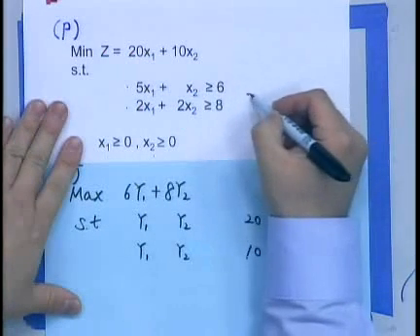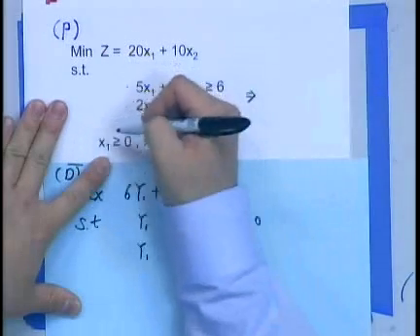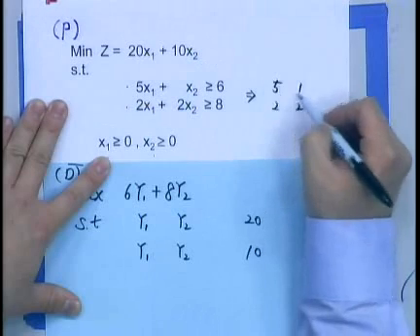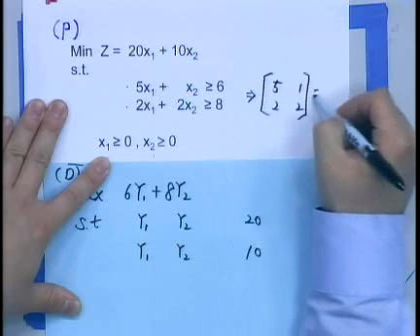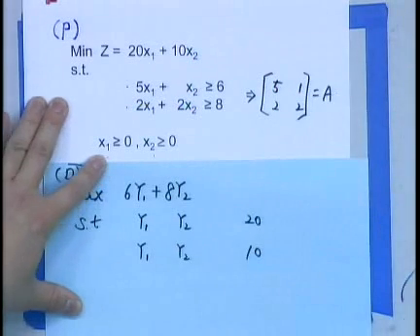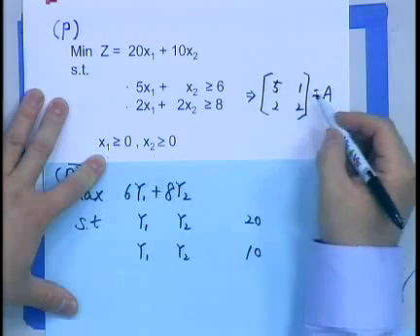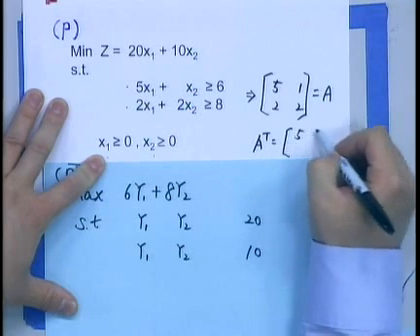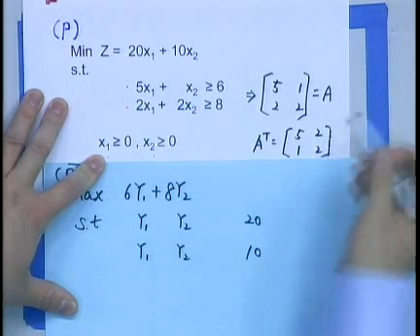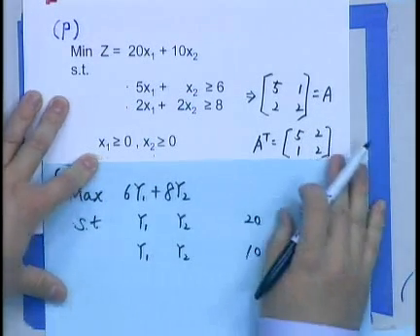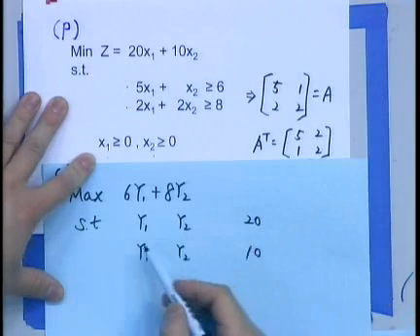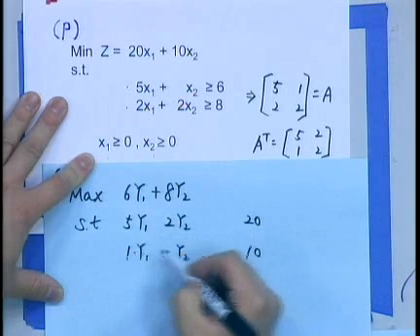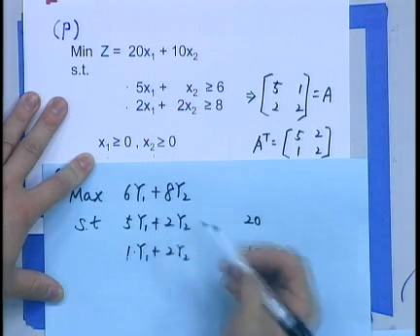And the constraint coefficient matrix in the primal problem is 5, 1, 2, 2, right? Which is A. So the A transpose matrix, which is 5, 2, 1, 2, becomes the constraint coefficient in the dual problem, right? So 5, 2, 1, 2, this way, right?